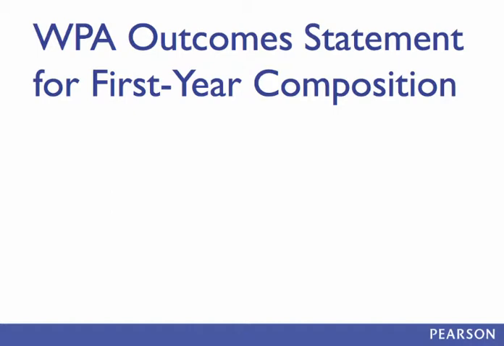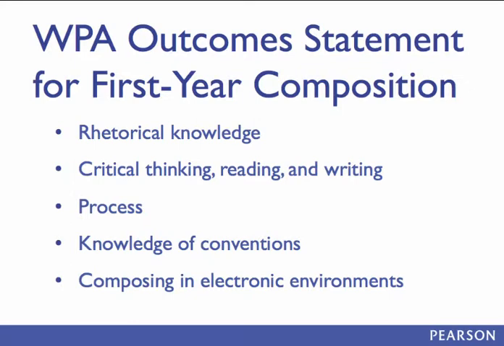As I'm sure you are aware, the WPA outcomes are not written as a list of tasks or to-dos that students check off on their progress toward writing mastery. The outcomes are instead written as a series of concepts and principles that support effective learning. The Council itself describes the outcomes as, quote, "the common knowledge, skills, and attitudes sought by first-year composition programs in American post-secondary education." The WPA outcomes focus on 5 key themes: rhetorical knowledge, critical thinking, reading and writing, process, knowledge of conventions, and composing in electronic environments.